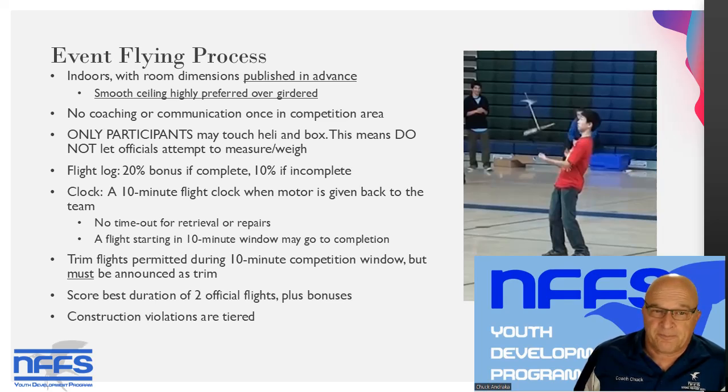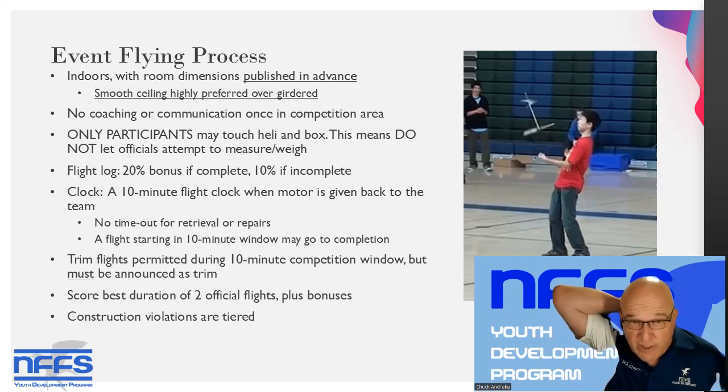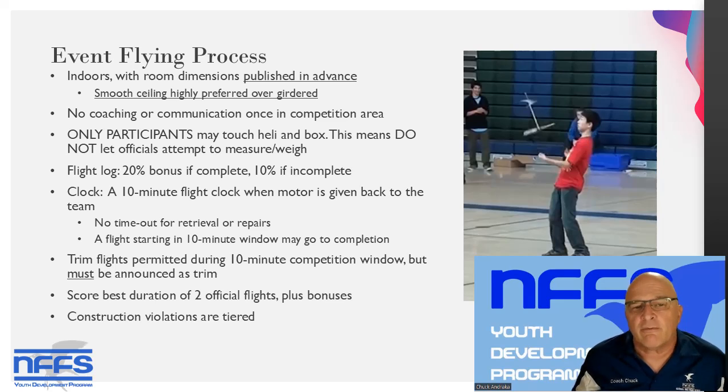Trim flights are permitted within this 10-minute competition window, but they must be announced as a trim flight. If they're not announced, they're assumed to be an official flight, and they have to be announced before the launch. The score is your best duration of the two official flights multiplied by your bonus. So if you have a full log, you'd be multiplying by 1.2. And construction violations are tiered as usual.